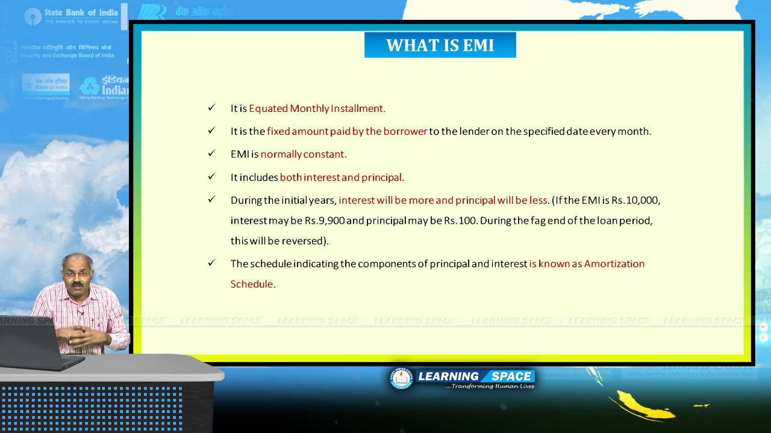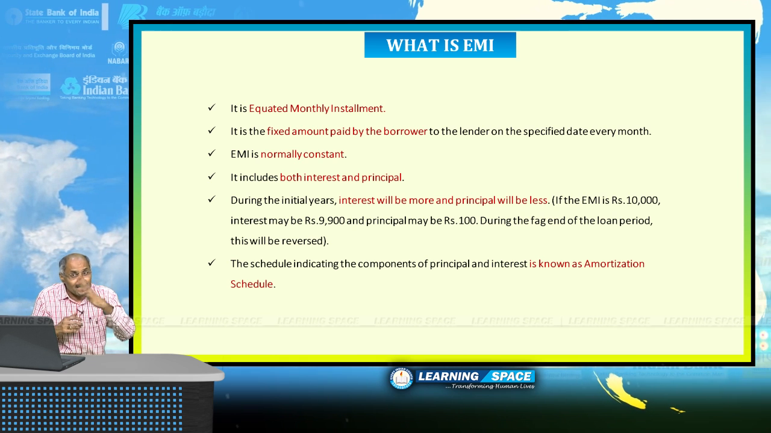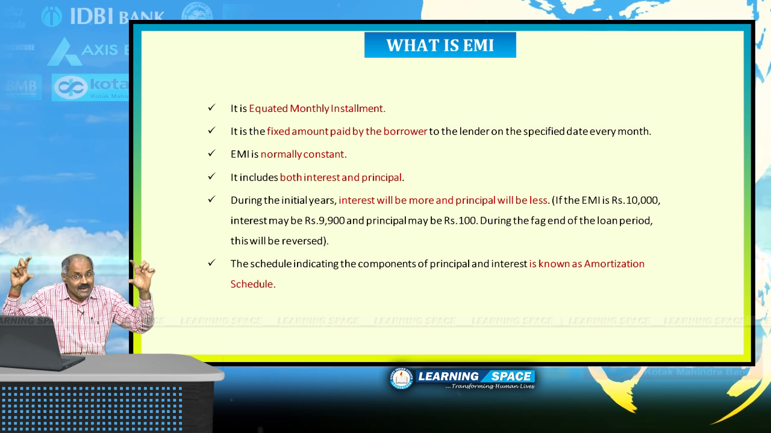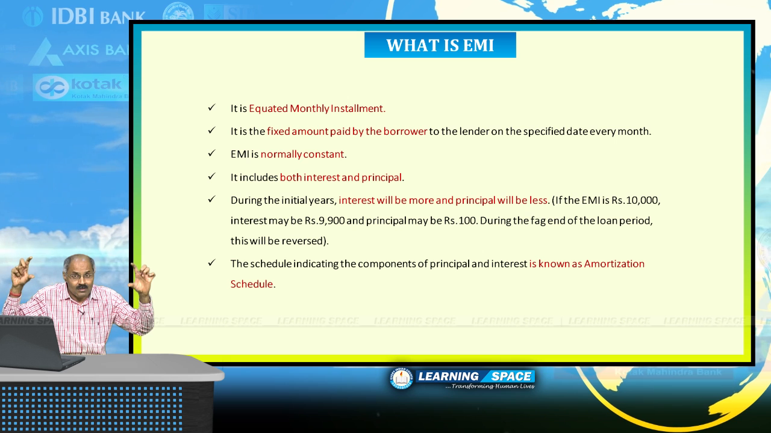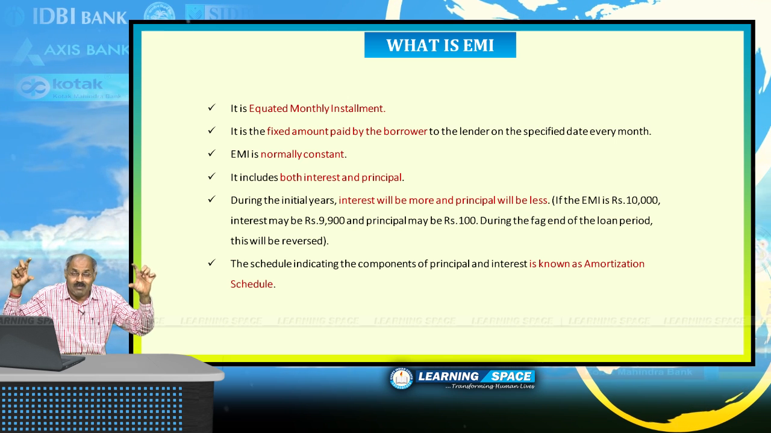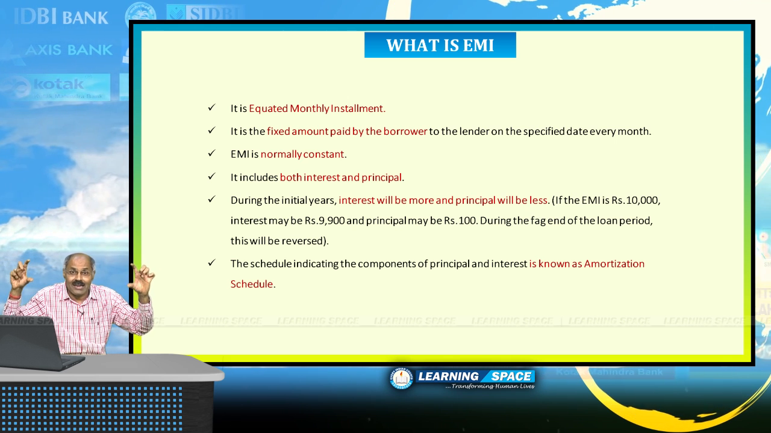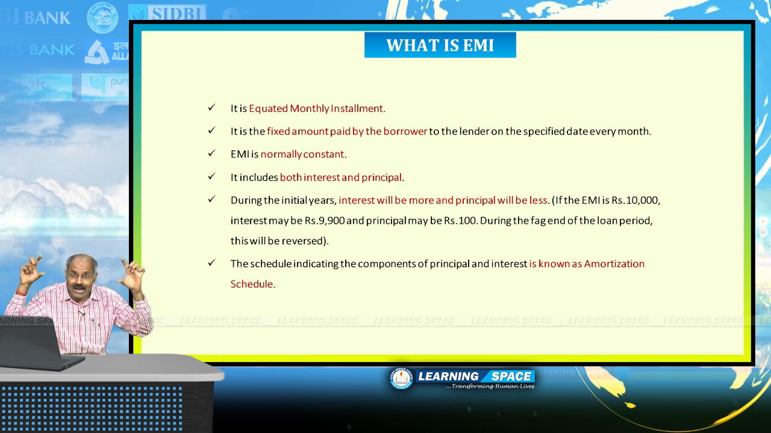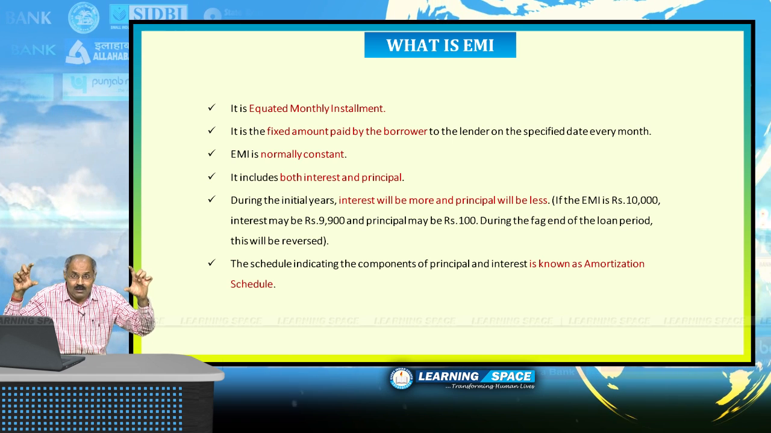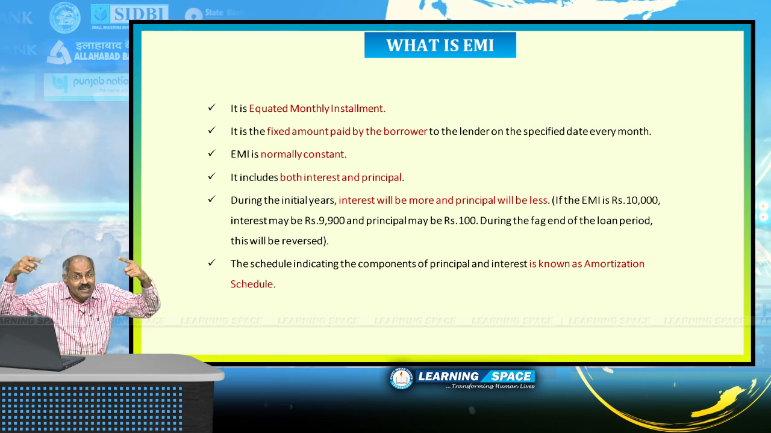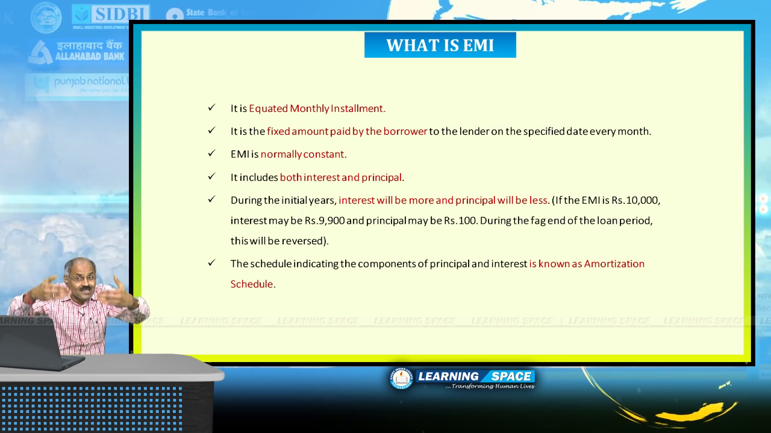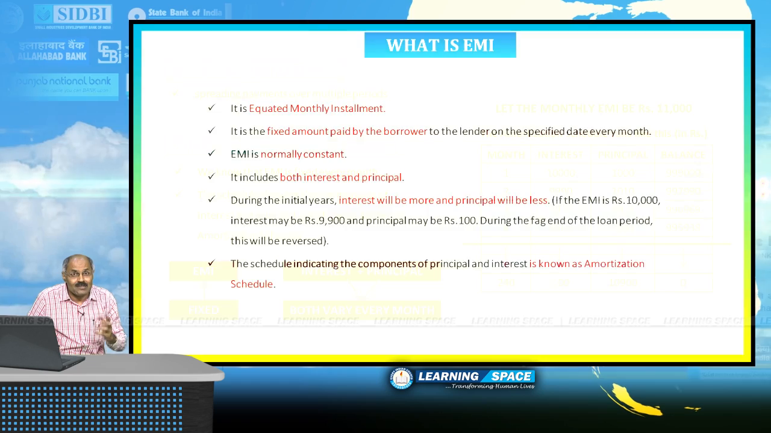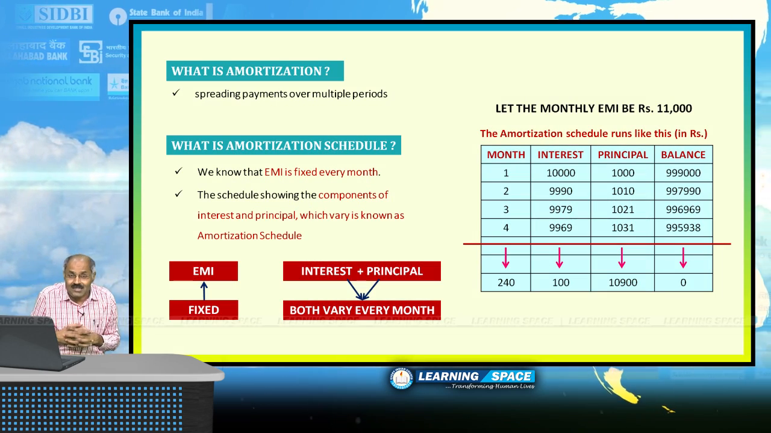Remaining things I have given here, and I have already told you about spreading the payment over the entire loan period. Spreading the payments over the entire loan period, indicating both interest and principal, is known as amortization, and if a chart indicating interest and principal is given, that is the amortization schedule, right? Please look into this. This is the amortization schedule.